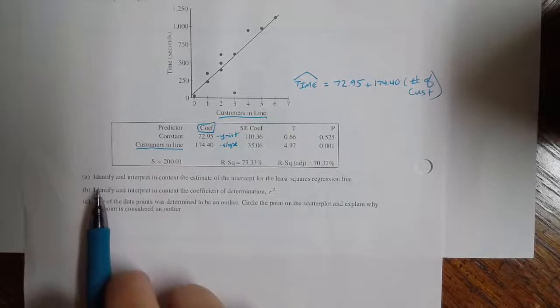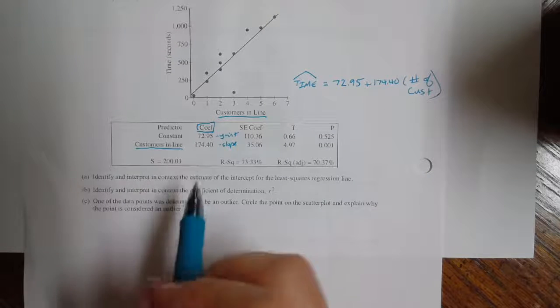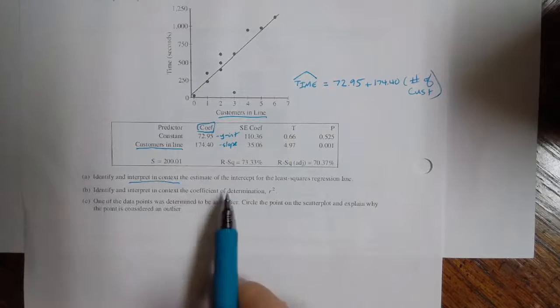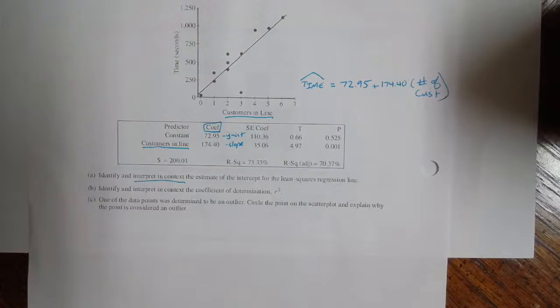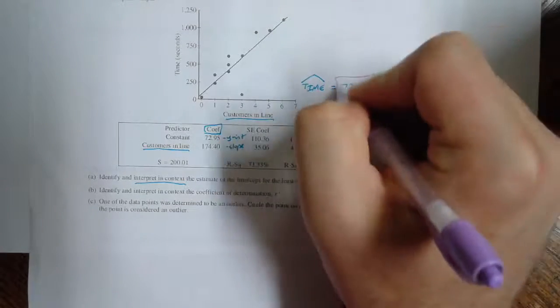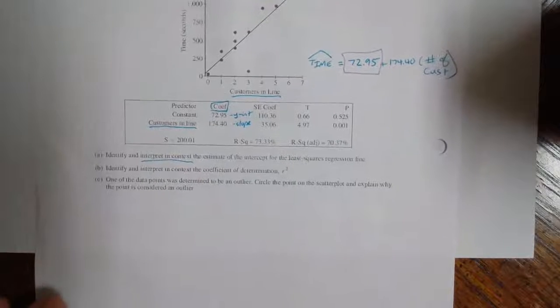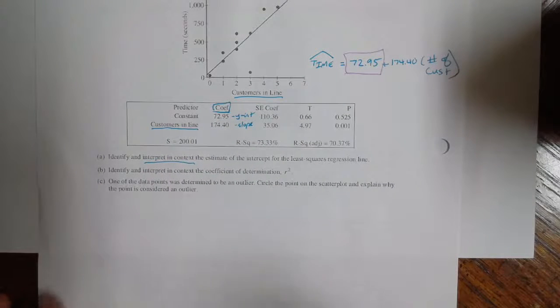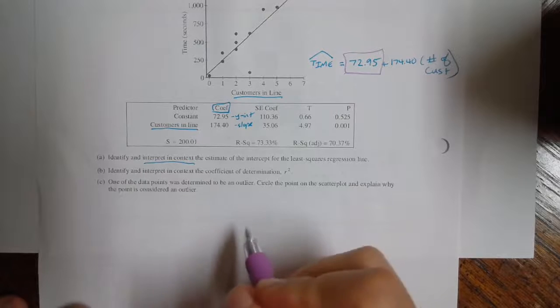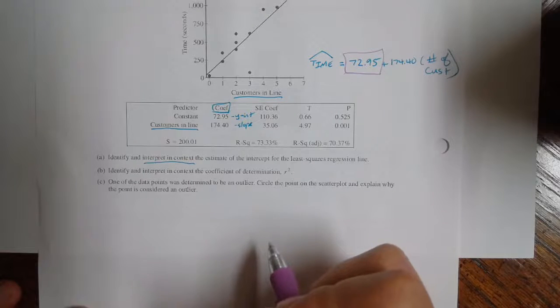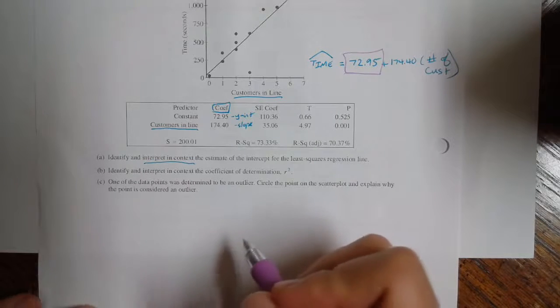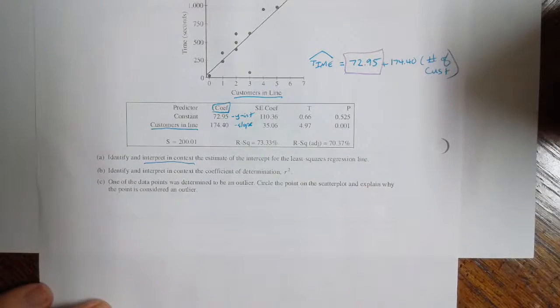The first task is to identify and interpret in context the estimate of the intercept. There's always going to be a context with these. In this case, we already have this number, it's this value here, so we just want to interpret it in context. An intercept in context is what you get when you have 0 of the x, and it gives us a predicted value for the y. Here, the context is the number of customers in line, and what we're going to predict is the time in seconds, so we want to indicate that and how the 72.95 relates.